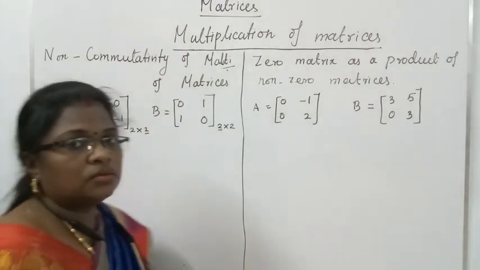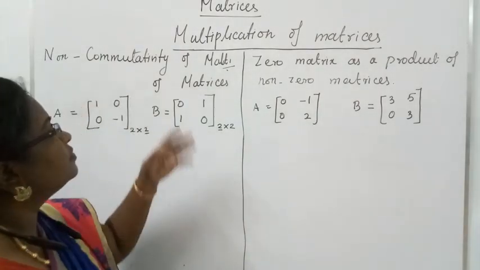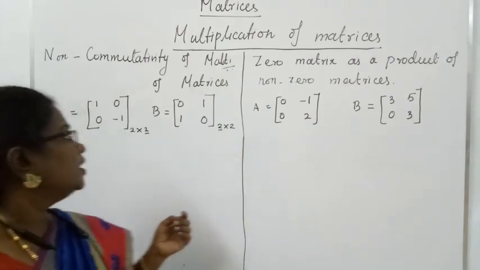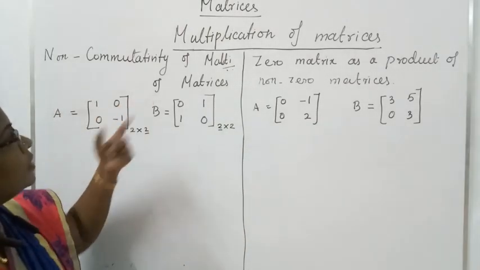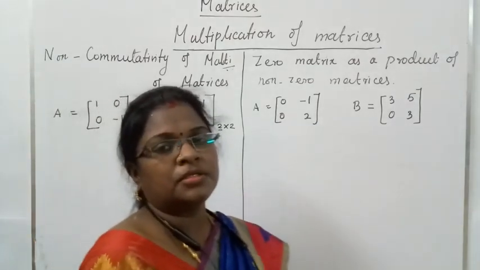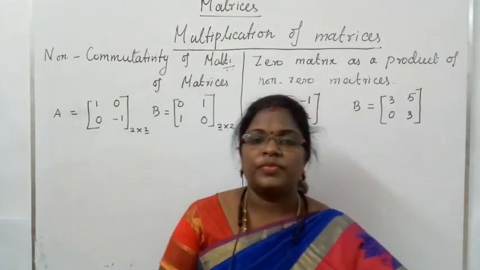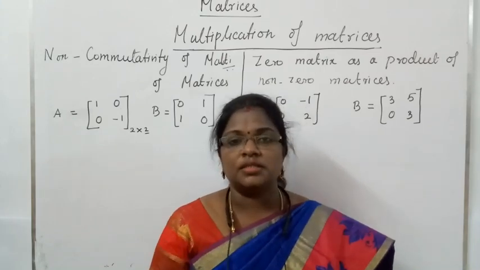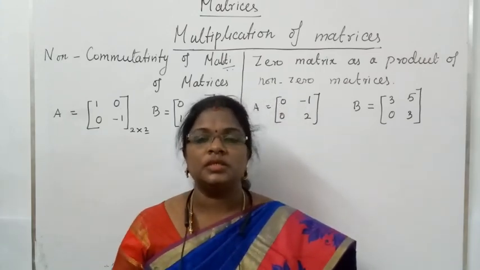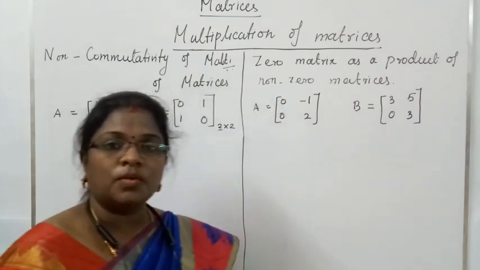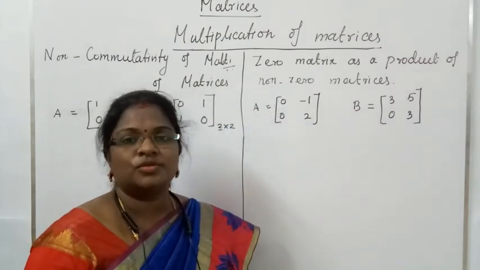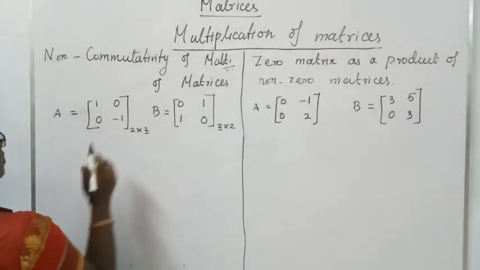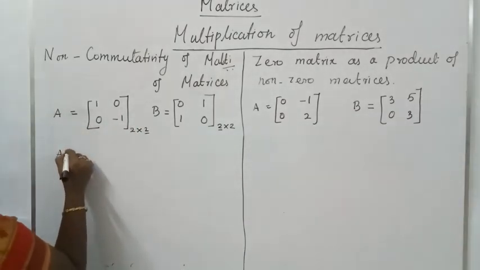Now we are going to see two important properties of multiplication. Under multiplication, the matrix is not commutative. That is, if you multiply two matrices A and B, it is not necessary that AB should be equal to B into A. I have taken two matrices A and B. Let me multiply A and B now.